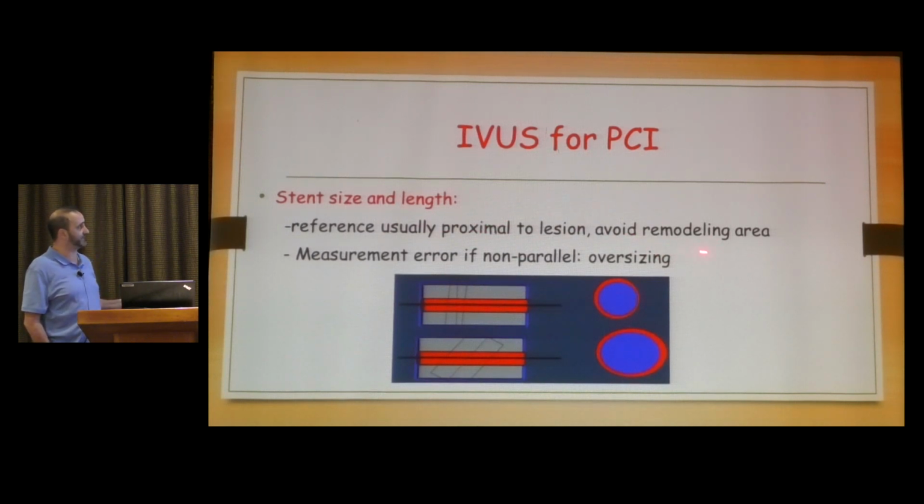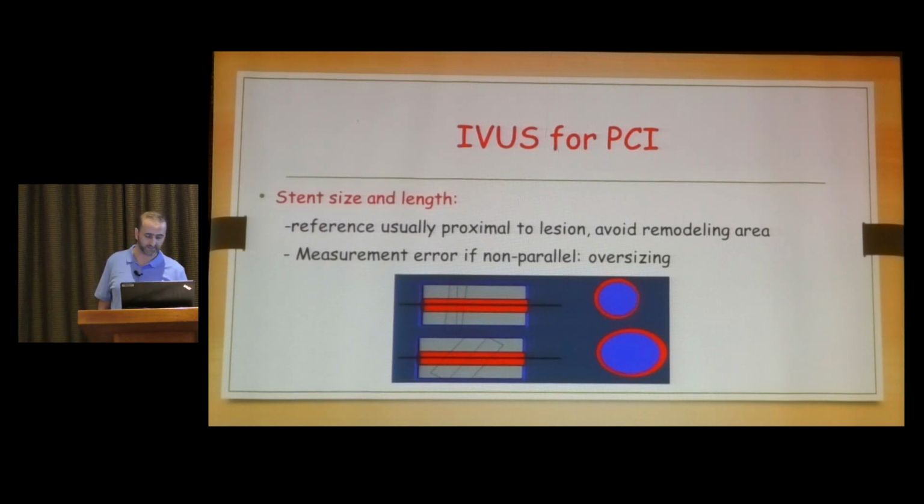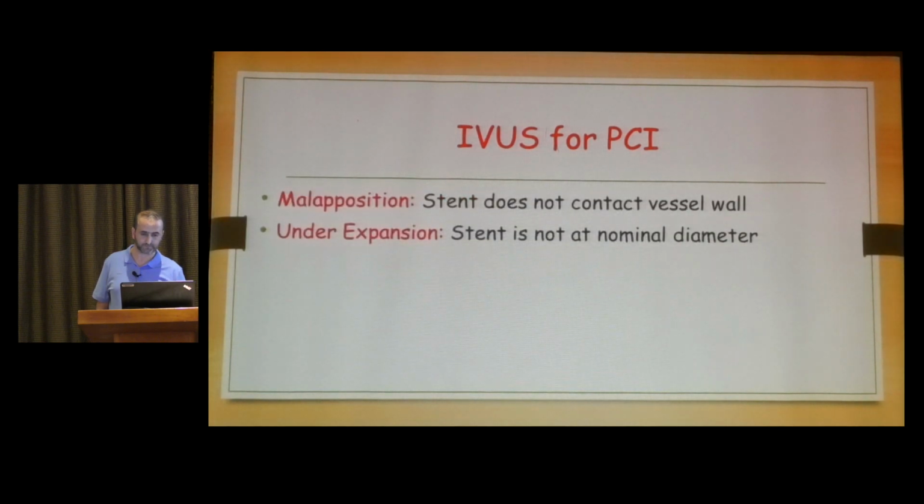Stent size and length. Usually we go to the reference vessel, either proximal or distal, as I said, and we need to avoid the remodeling area because that can be either positive or negative remodeling, which is going to change the size. The other problem with IVUS, if it is not parallel to the wall, we can get a bigger size or ovoid shaped vessel, and that can overestimate the diameter. So with IVUS, you can always oversize, but it's very hard to undersize unless you go to an area of negative remodeling in the reference area.